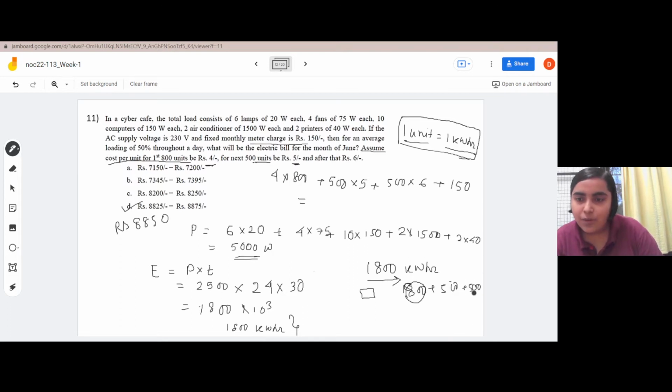Then beyond that, how much would the bill be? Here it is up to 800 units, so 800 plus 500 is 1300. Then the remaining 500 will be charged at rupees 6 per unit. If it was another 1000 units, even those 1000 units would have been charged rupees 6 per unit. So that way you have to calculate. First for 800 units, rupees 4 per unit. Then the next 500 units is 5 rupees per unit. The next 500 is 6 rupees per unit. And this is the constant meter rent that is given here.